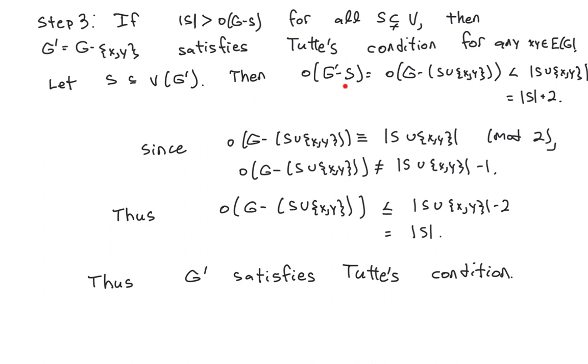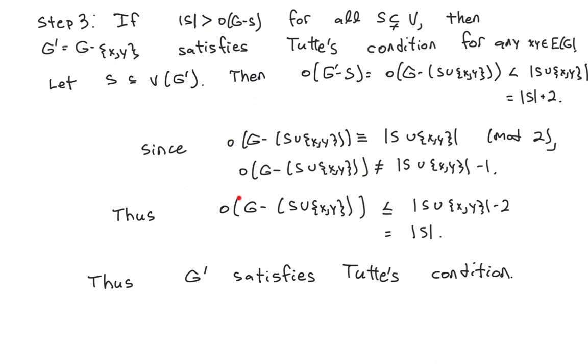So we're going to let S be a subset of the new graph. And then we want to count the number of odd components of G prime take away S. Well, we know these are also the number of odd components in G take away S union XY, because we already deleted X and Y. Because we're in this case with this strict inequality, we know the number of such odd components is at most the size of S union XY, which is exactly S plus 2. Notice that this plus 2 is not a plus 1, so this is different than Hall's condition. A little bit more work is needed.